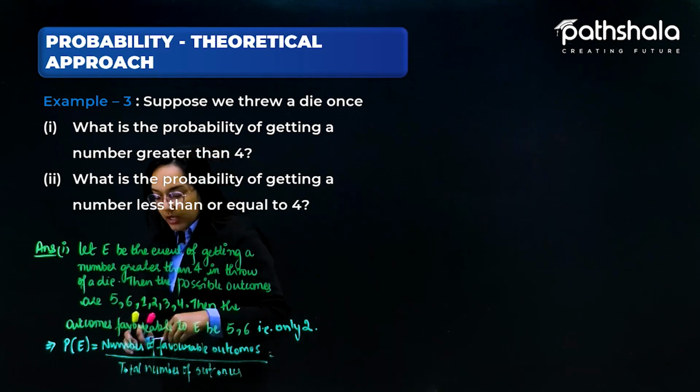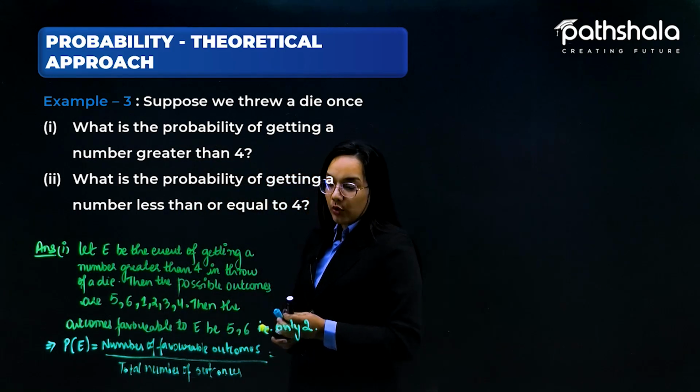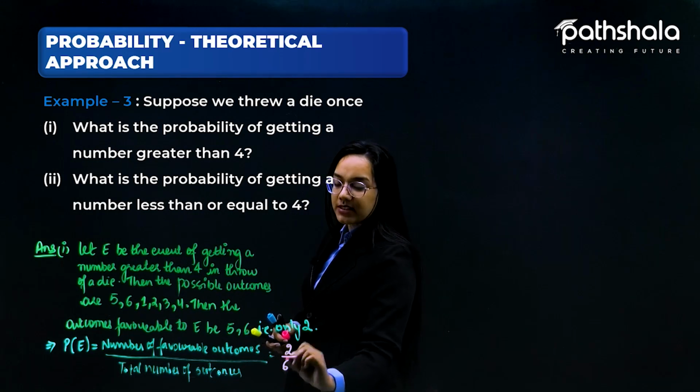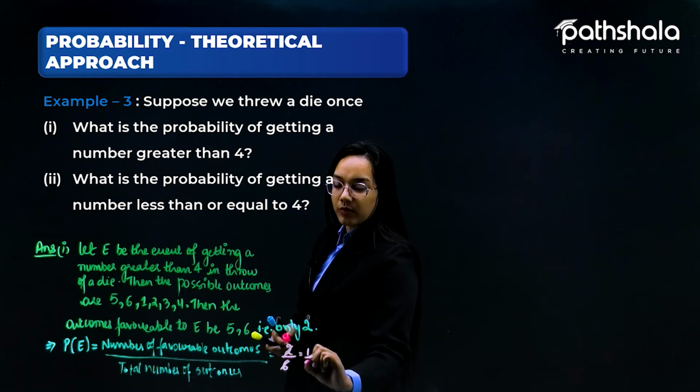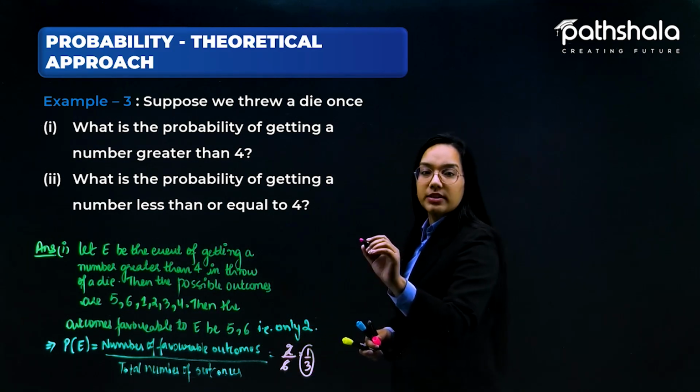So let's write it. We know that the number of favorable outcomes is only 2. So this is 2 divided by the total number of outcomes, which is 6. So the answer for this one is 1 by 3. Now let's talk about the second part.